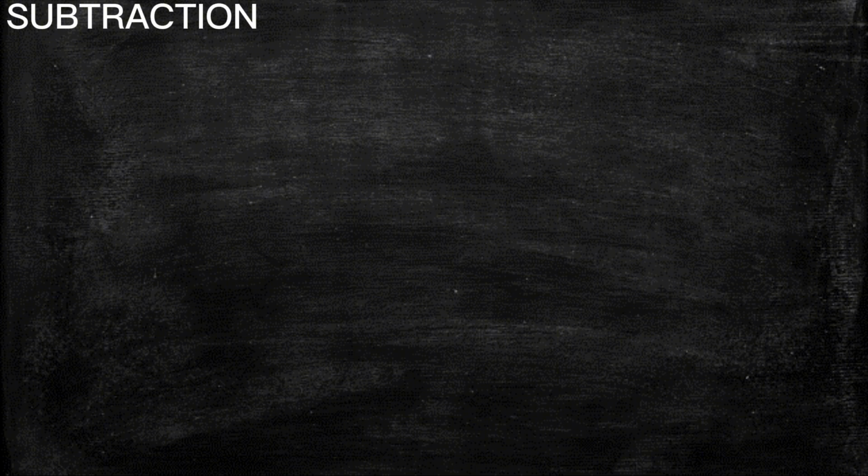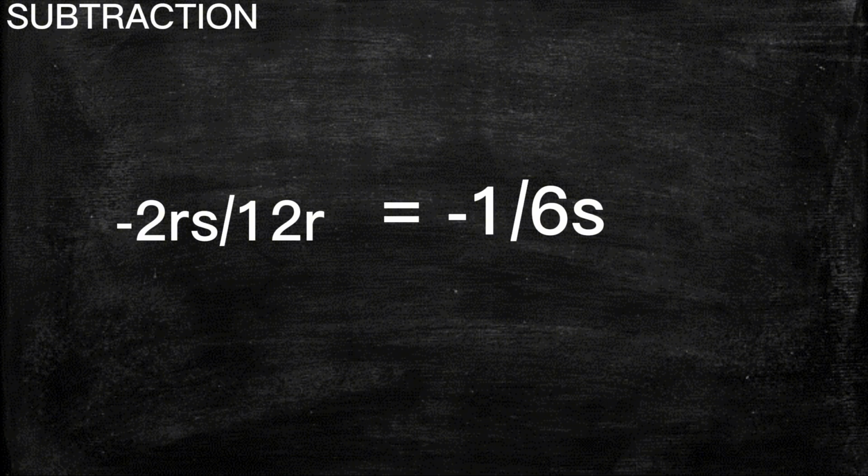So like we already know, we use LCM in this. So if you solve obeying the mathematics rule of addition and subtraction, then your final answer should be minus 2rs all over 12r, which can be simplified to be minus 1 all over 6s.